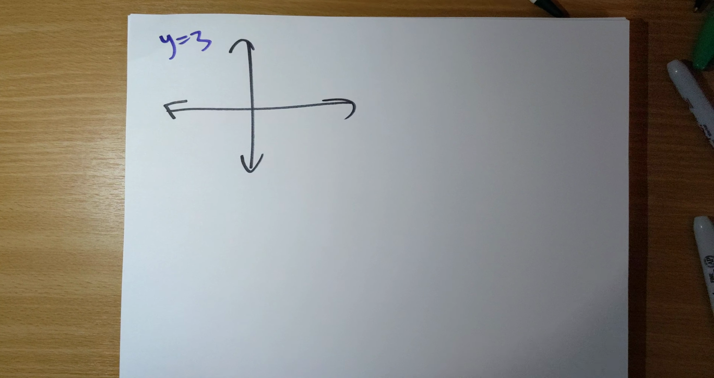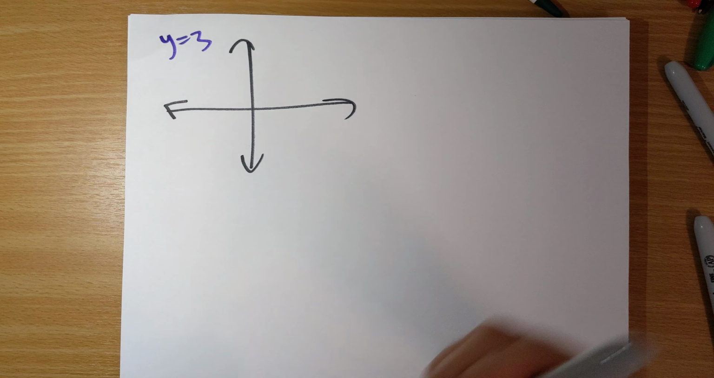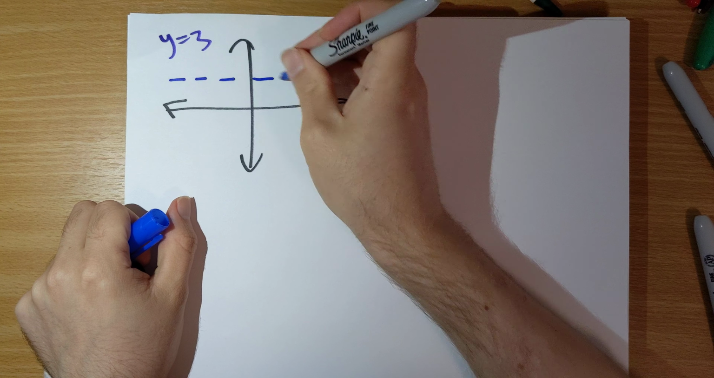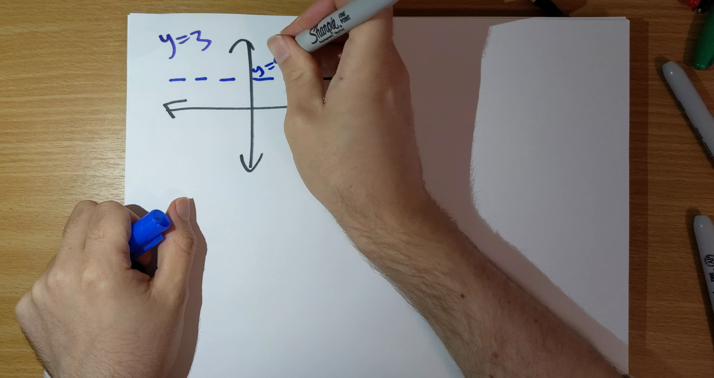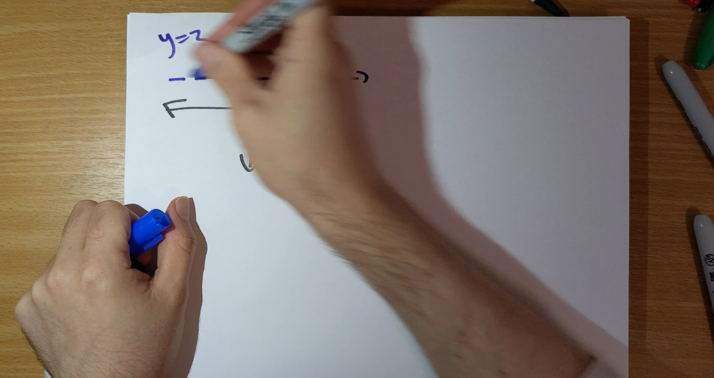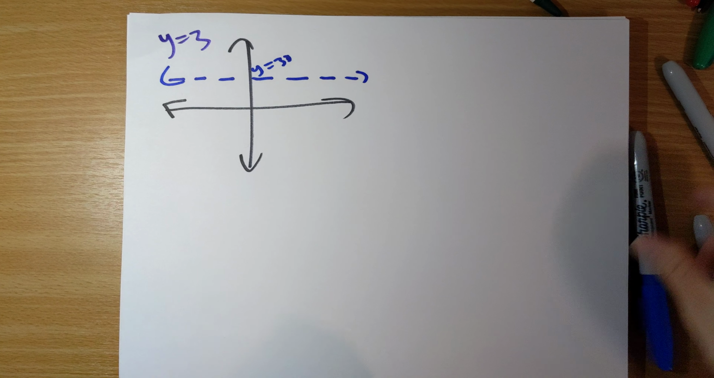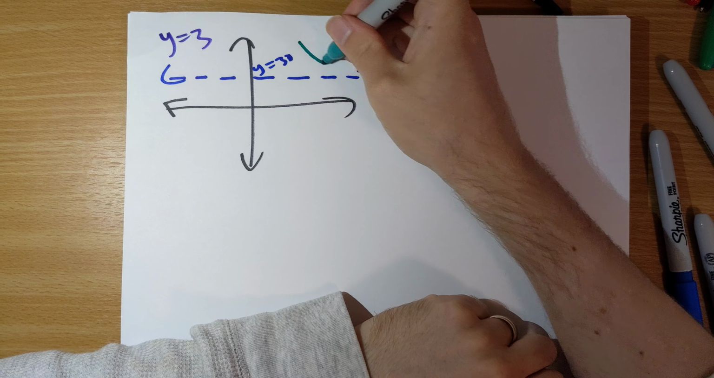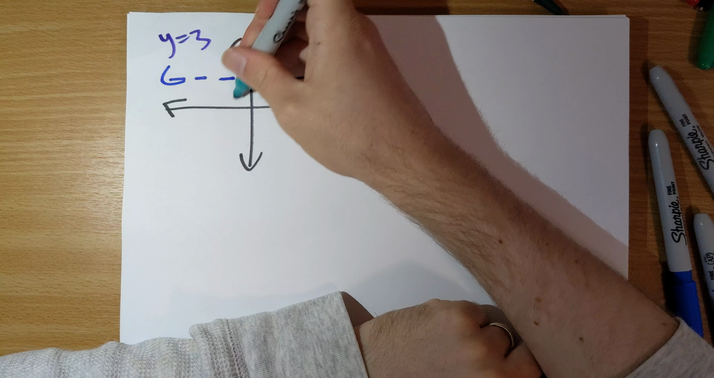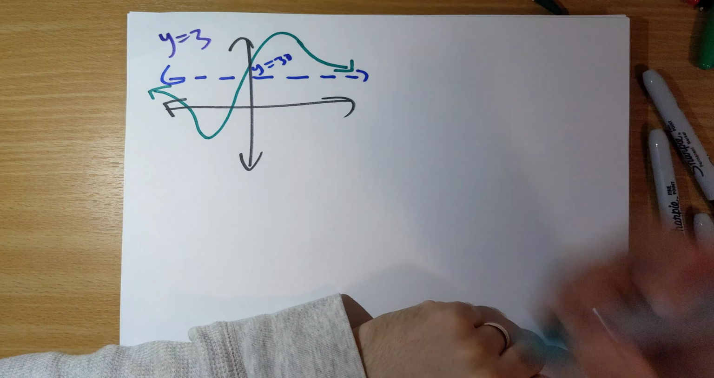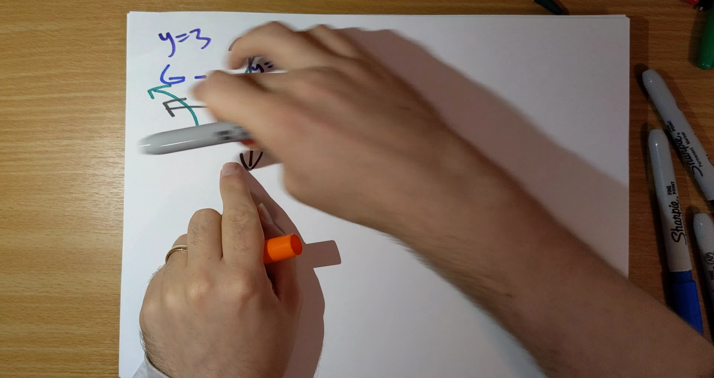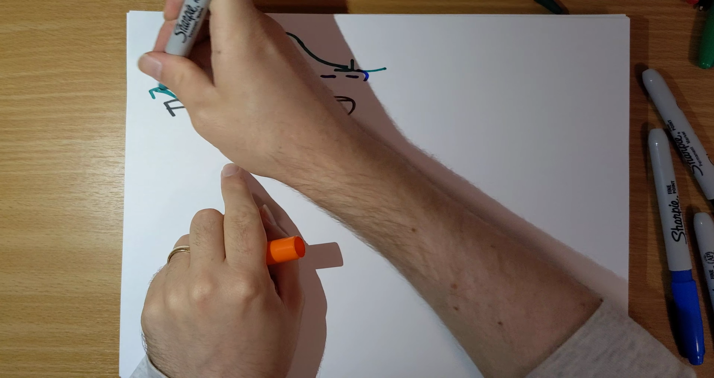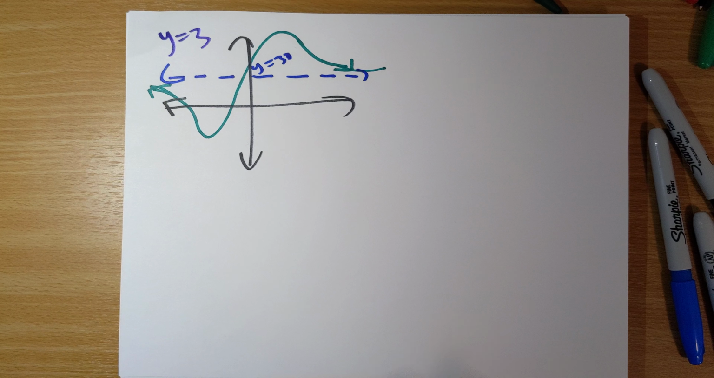So the idea here is, here's y equals 3, and we have a function whose graph looks like this, or something like that. This is an example of a horizontal asymptote at y equals 3. So let's work by process of elimination here.